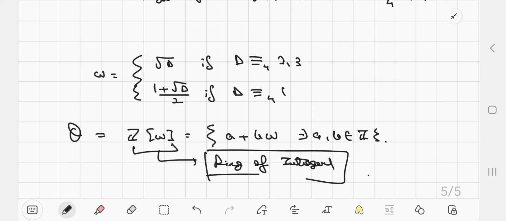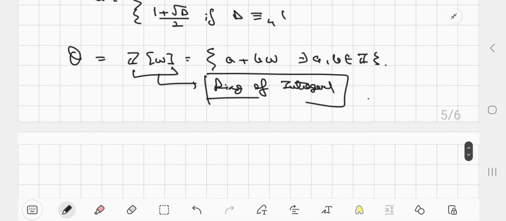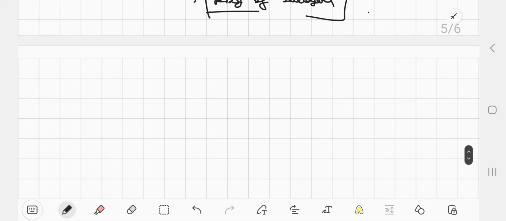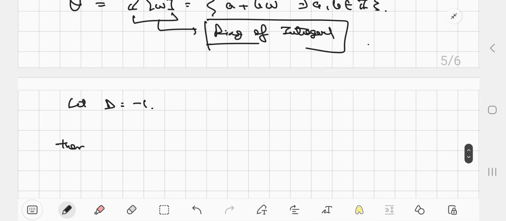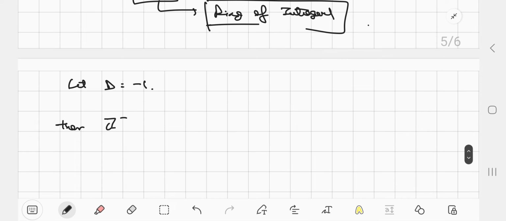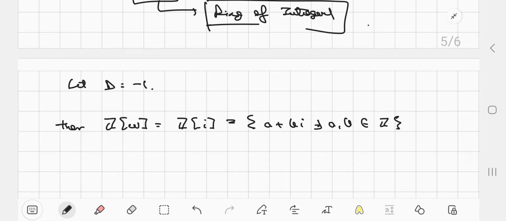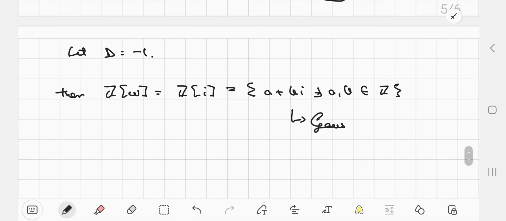Now, what are some special types of rings of integers which are actually important? One of the most important types of ring of integers is the ring of Gaussian integers. Let D be -1. Then D is congruent to 3 modulo 4, right? Then ZW is nothing but Z of i, Z of root of -1. So it is the collection of elements of the form A plus Bi such that A and B come from Z. This is called the collection of Gaussian integers, or the ring of Gaussian integers.